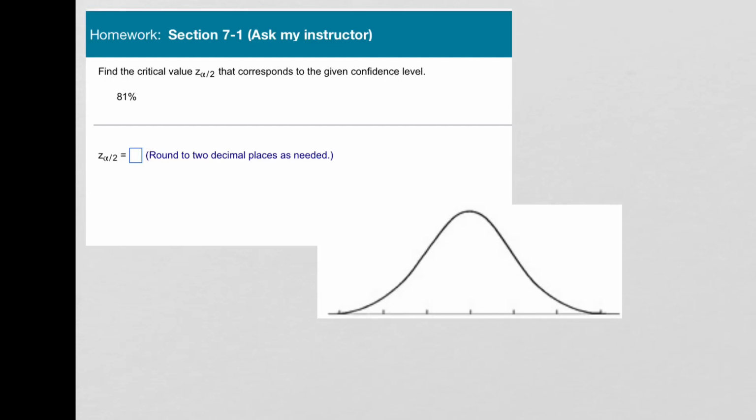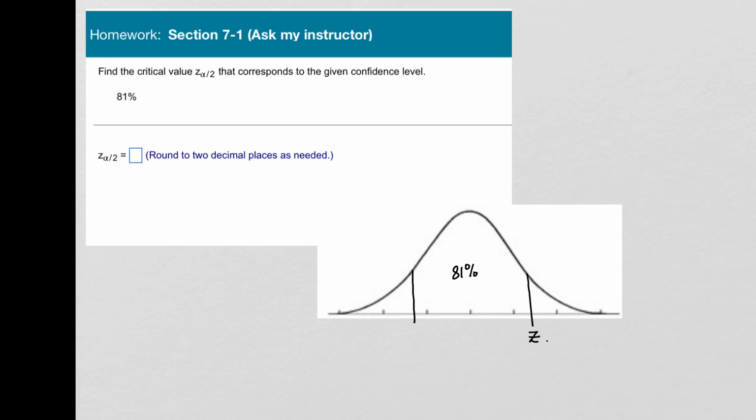In this problem, we want to find the critical value, z sub alpha over 2, that corresponds to the given confidence level, which is 81%. So in this case, since the confidence level is 81%, that means that we're going to block off the center 81%. And we are looking for what is this z-score right here.